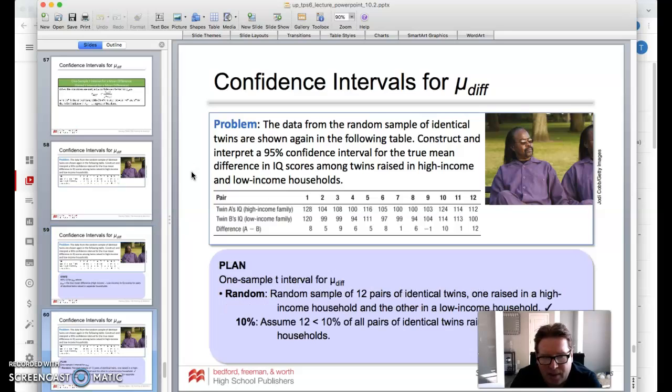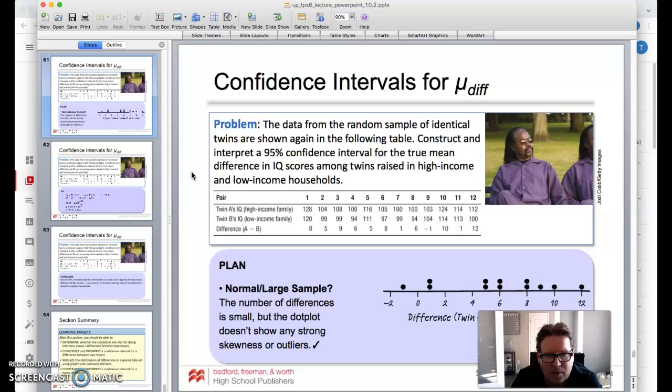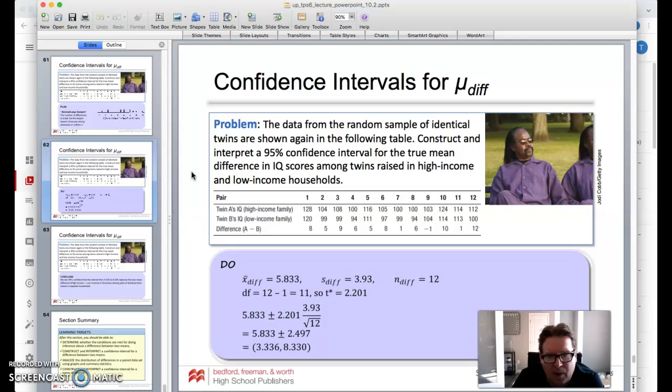Yes, it's random. 12, I would assume, is less than 10% of all identical twins raised in separate households. Looking at this data, it does not show any strong skewness or outliers, so I think we're okay, even though our sample size is not bigger than 30. I think we're still okay there. All right, so let's do it. The mean difference, if we average up those differences, was 5.83. The standard deviation of that is 3.93, and the sample size is 12.